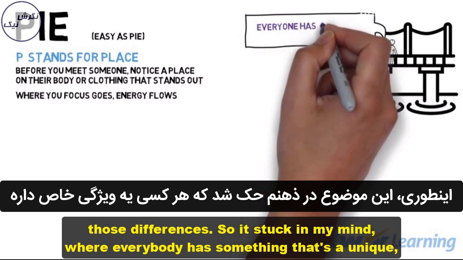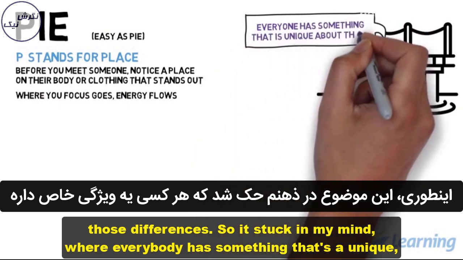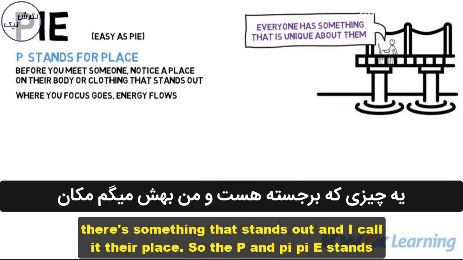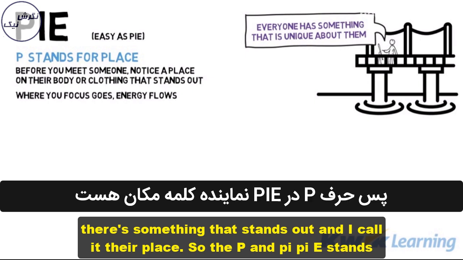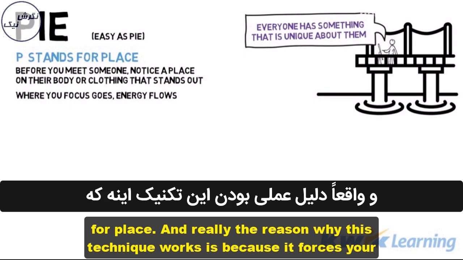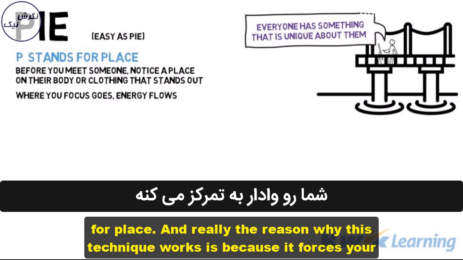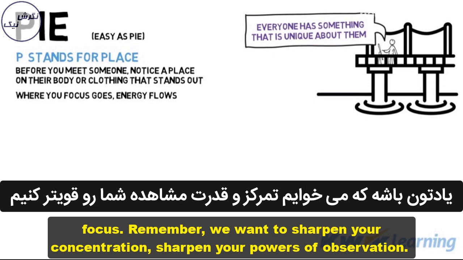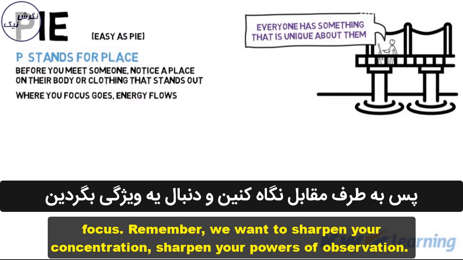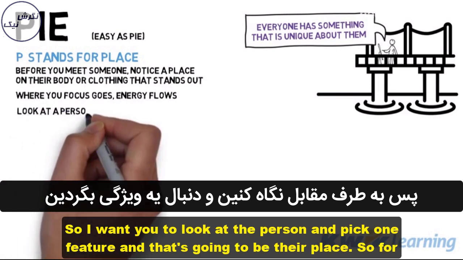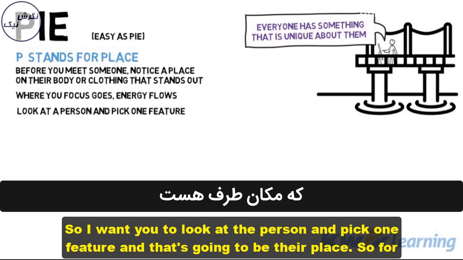So it stuck in my mind where everybody has something that's unique, there's something that stands out, and I call it their place. So the P in PIE, P-I-E, stands for place. And really, the reason why this technique works is because it forces your focus. Remember, we want to sharpen your concentration, sharpen your powers of observation. So I want you to look at the person and pick one feature, and that's going to be their place.